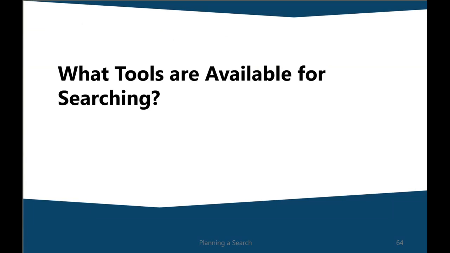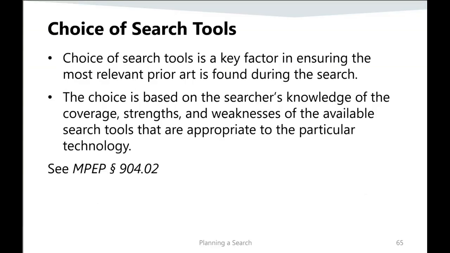Next, we will turn our attention to the tools available for searching. Almost as important in choosing which search strategies to use is the selection of where to search. This choice is best based on the searcher's knowledge of the coverage, strengths, and weaknesses of the various available search tools. In fact, the choice of database should be a major consideration for deciding which search strategy to apply, as some strategies work better in certain databases than in others.